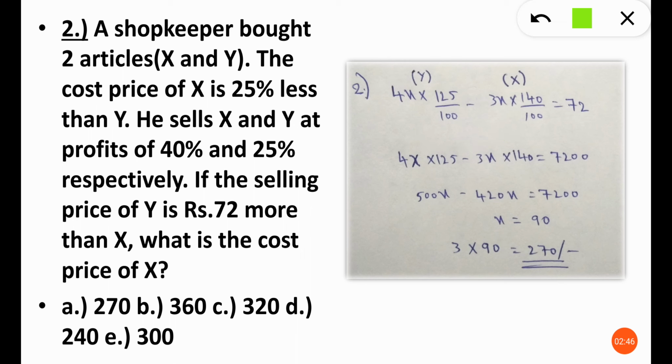Next, these are the simple cancellations. We get x equal to 90. Put this 90 in here. They have asked to identify the cost price of X. This is the X article, so 3 into 90 equal to 270 rupees. 270 rupees, option A is the right answer.